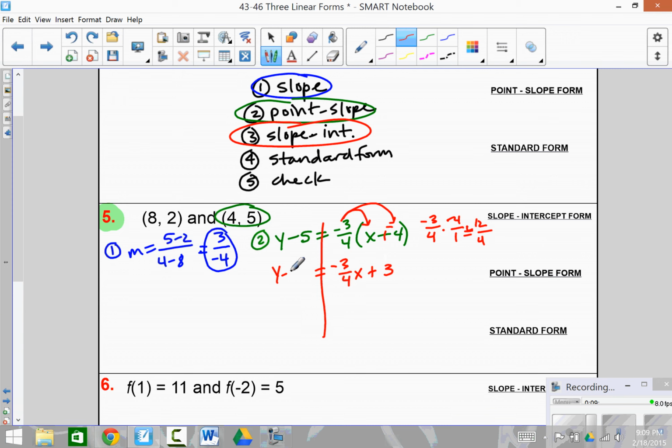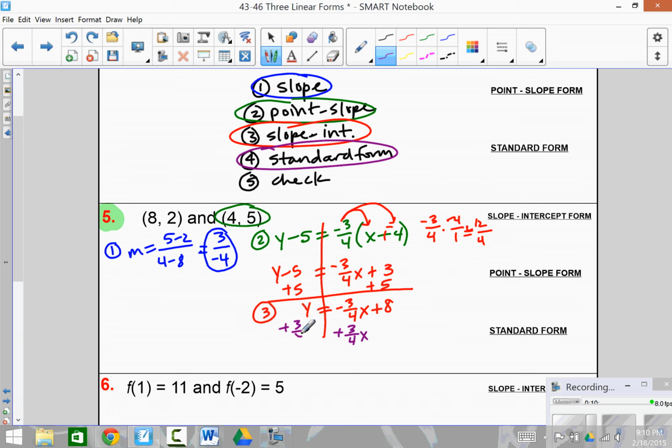Okay, over here is y minus 5. Let's undo this minus 5 by adding 5. And we're going to get y equals negative 3/4 x plus 8. So there's our slope-intercept form. Okay? And last form here, standard form. Get the x and y on the same side of the equal sign. So this negative 3/4 right here, let's undo this by saying plus 3/4 x on both sides. And we're going to end up with y plus 3/4 x equals, and the 8 drops down. And there's your standard form.